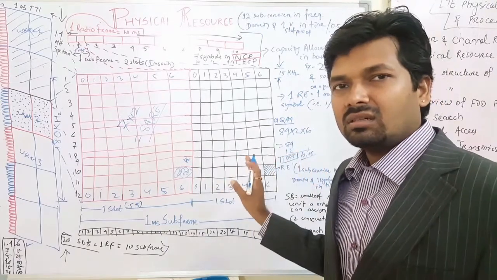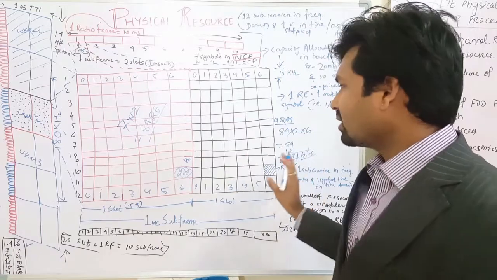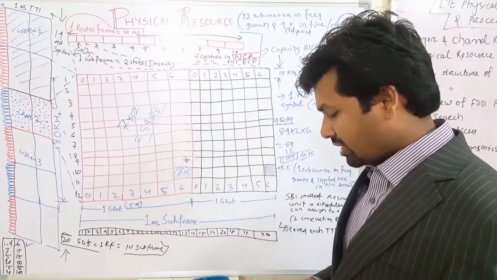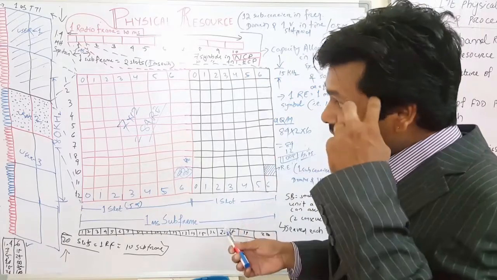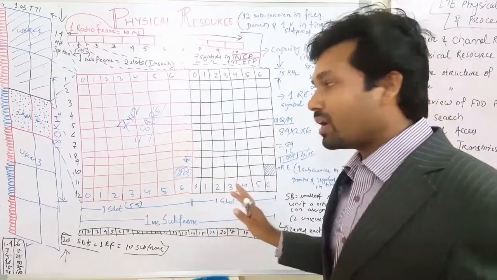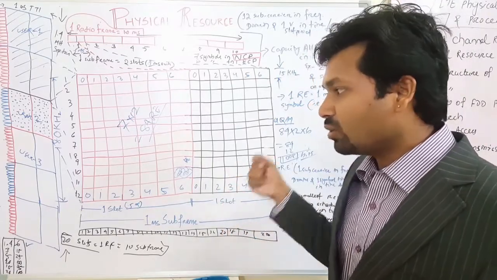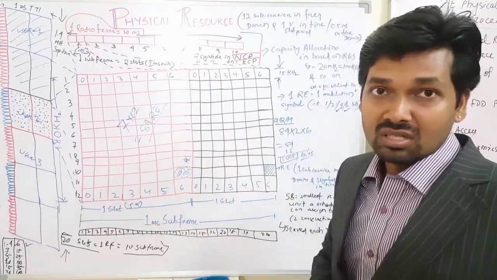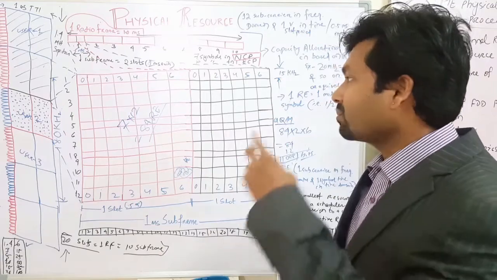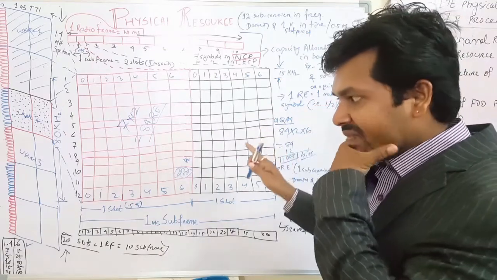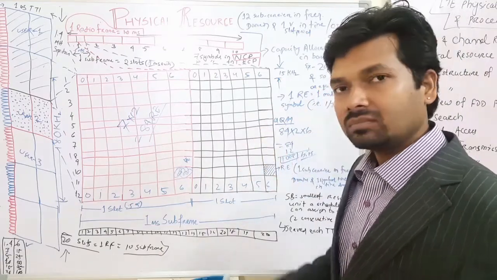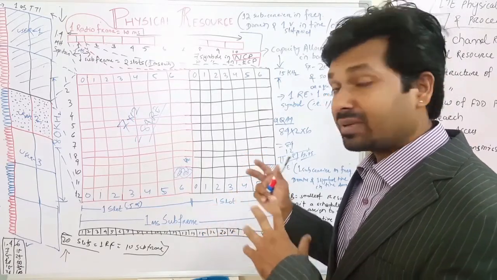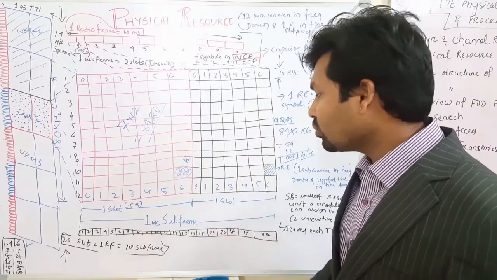It is just an average number or average calculation. It may not be exactly 1000 bits or 1008 bits. So if I'm having the best radio condition without MIMO and transmitting in 1 millisecond in one scheduling block, it is 1008 bits of information or data. So that is how the physical resource is explained in LTE, TDD and FDD mode.